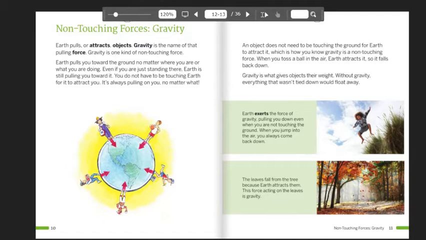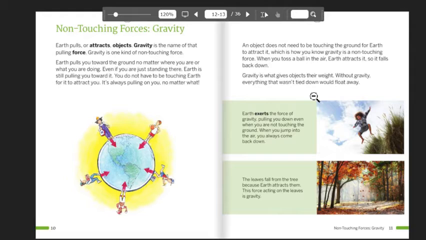When you toss a ball in the air, Earth attracts it, so it falls back down. Gravity is what gives objects their weight. Without gravity, everything that wasn't tied down would float away. So here's a picture, and the caption for the picture says, Earth exerts the force of gravity, pulling you down even when you are not touching the ground.